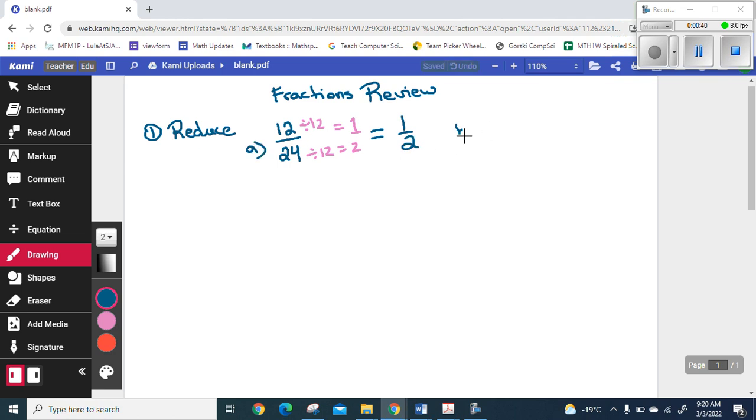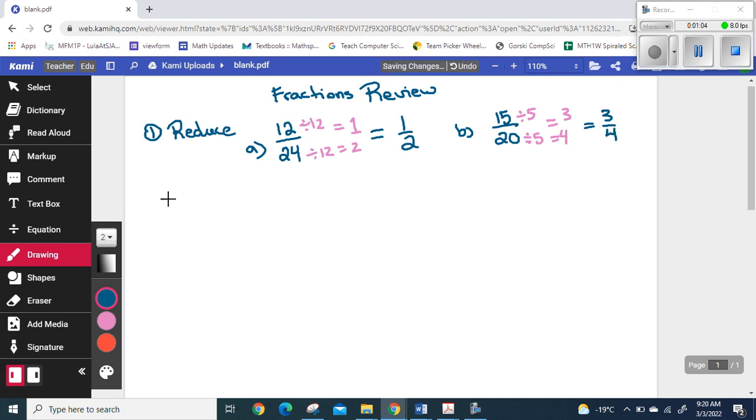Let's try another one. Let's say the fraction 15 over 20. Okay, so again, what goes into 15 and 20 evenly? 5. 15 divided by 5 is 3. 20 divided by 5 is 4. So there's our answer. 15 over 20 reduces to 3 over 4.